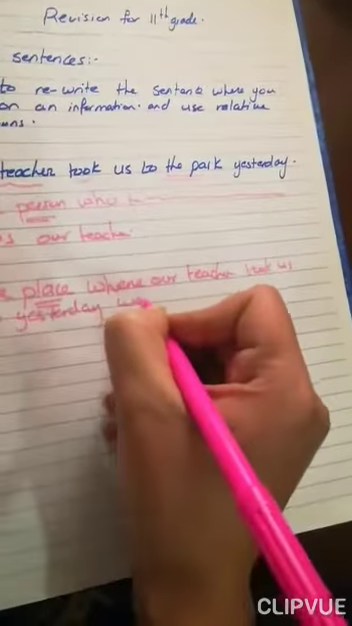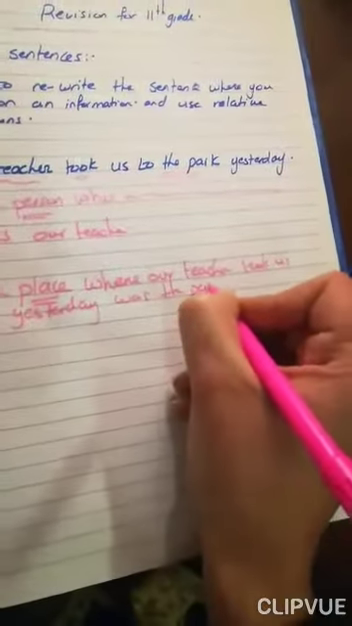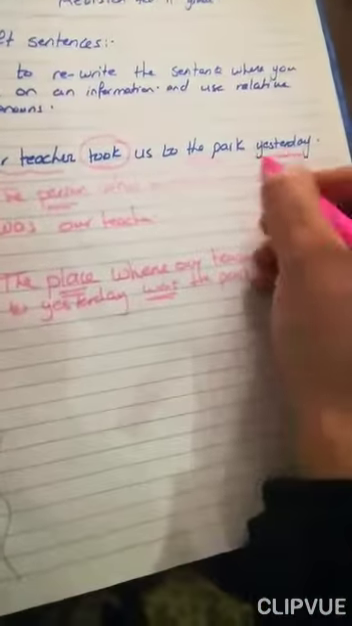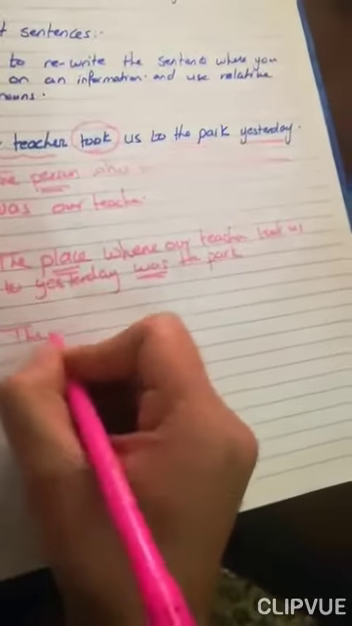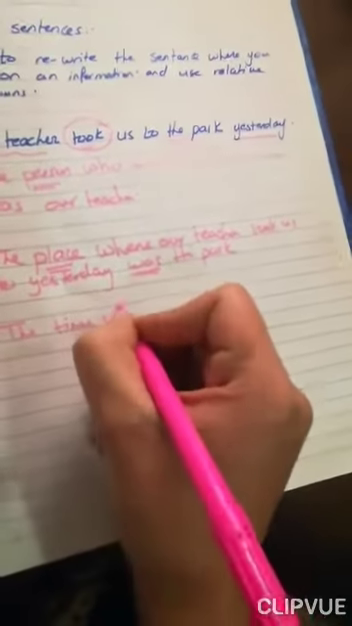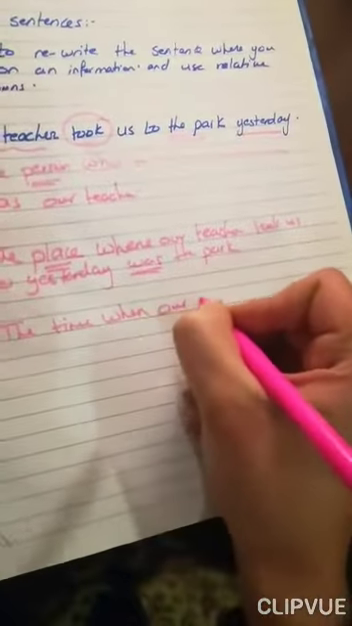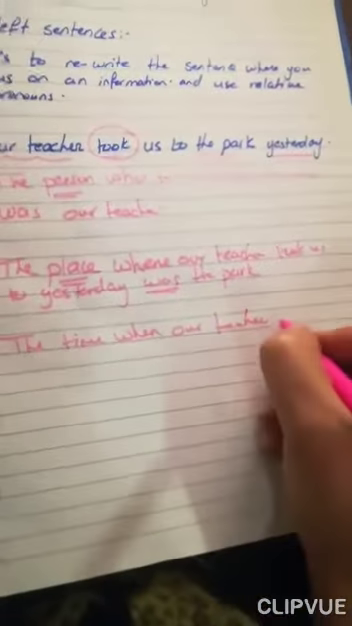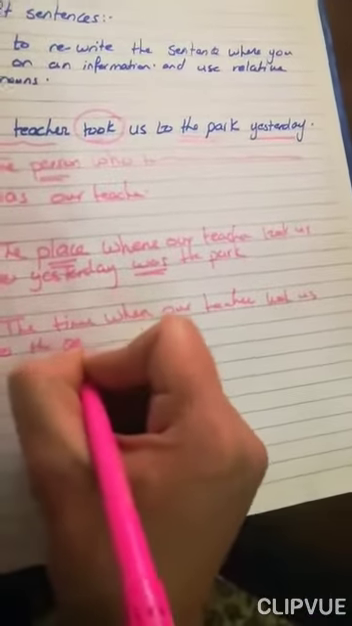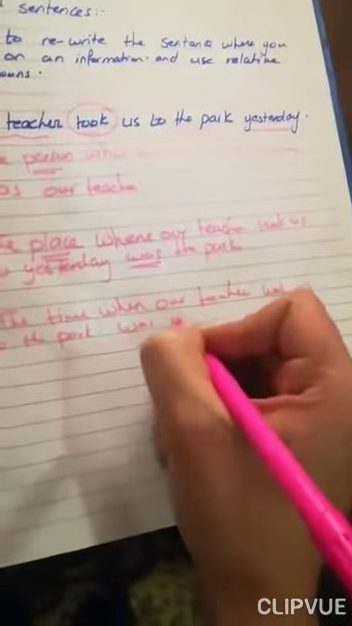yesterday was the park. Why did we put was here? Because we're talking about verb to. Now if I want you to talk about yesterday. Yesterday is a time. So the time when our teacher took us to the park was very good yesterday.